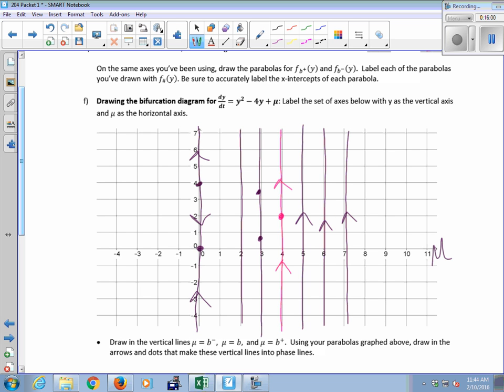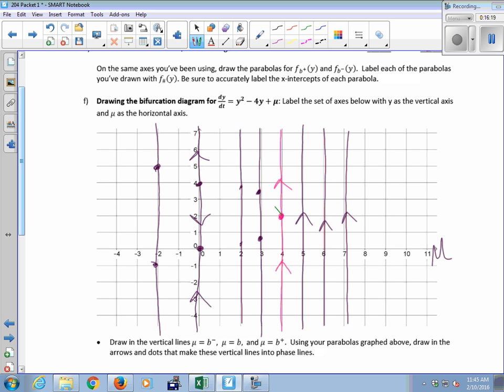That's exactly what it does. So the bifurcation diagram, and then afterwards, right? Afterwards, the equilibrium points just keep getting further and further apart. Again, I'm just eyeballing these, right?